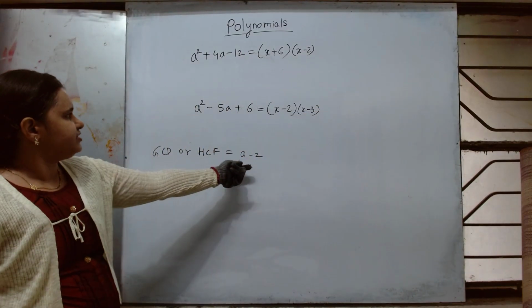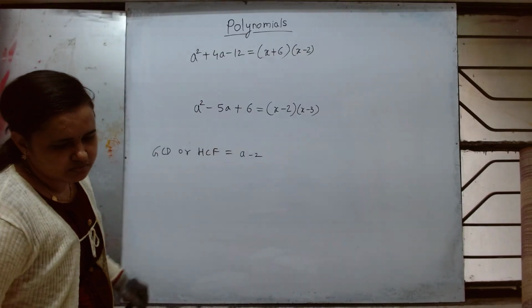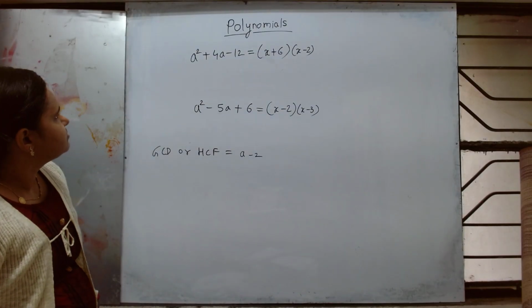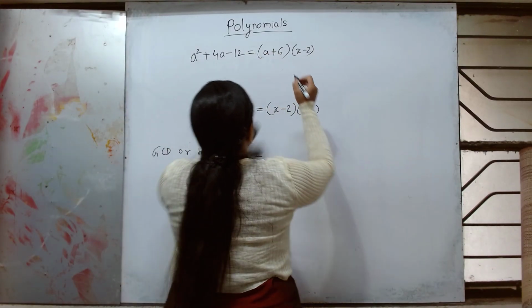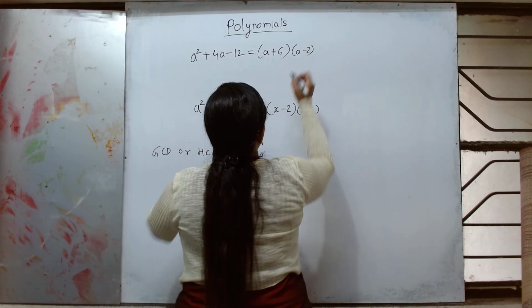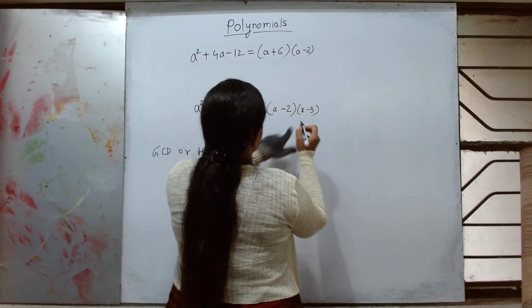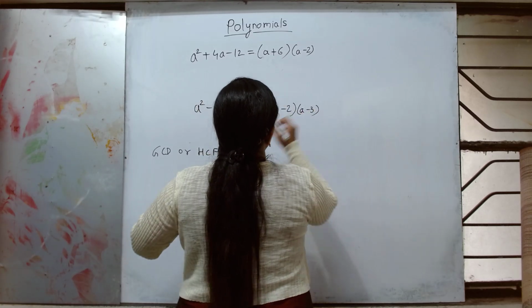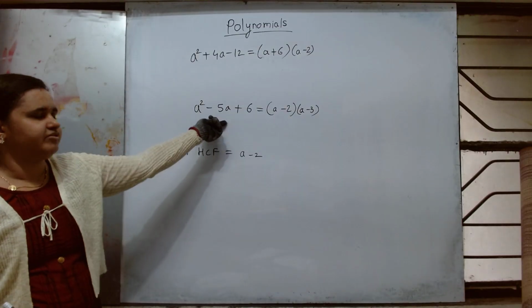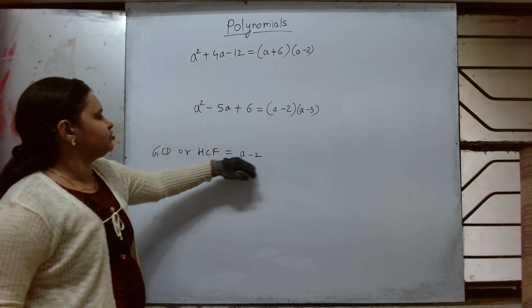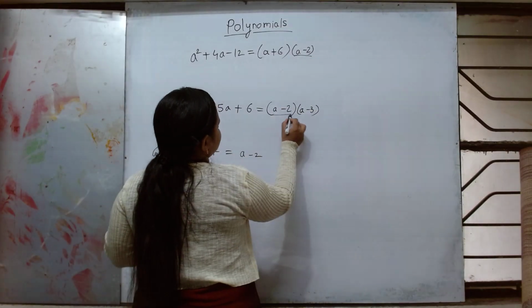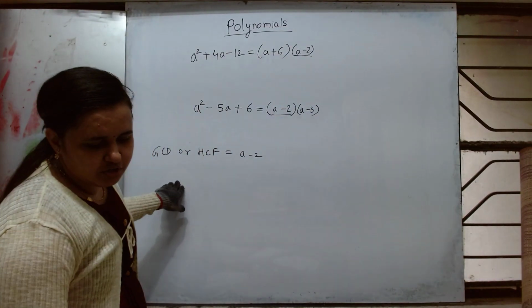Now HCF is given as a minus 2. Here the variable is given as a, so it should be a. Now HCF is given as a minus 2. A minus 2 is the HCF. Now we have to calculate the LCM.